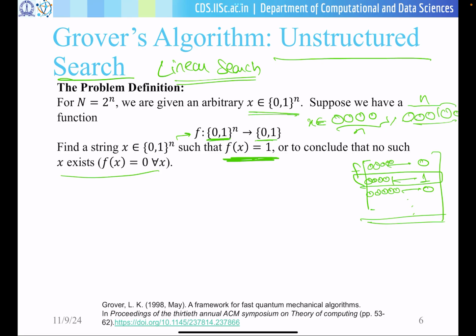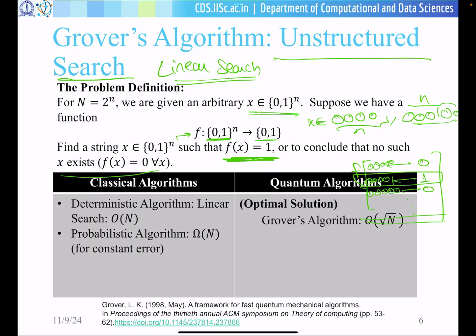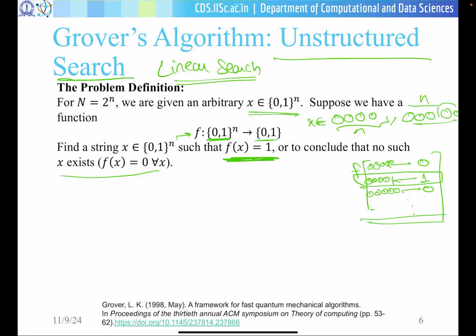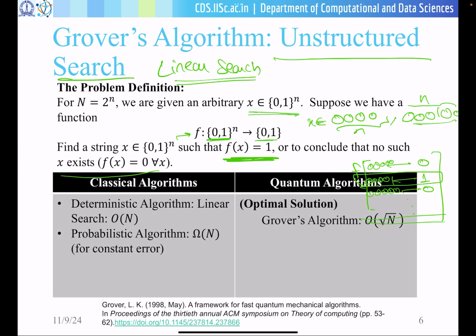Now, if you recall, in the case of classical computing, the algorithm for doing this, which is unstructured, and what I mean by unstructured over here is that there is no structure in the data. That is, the data is not in ascending or descending order where we can use binary search and so on, but over here the data is unstructured. We are searching for an element which is marked 1, the element that we want.